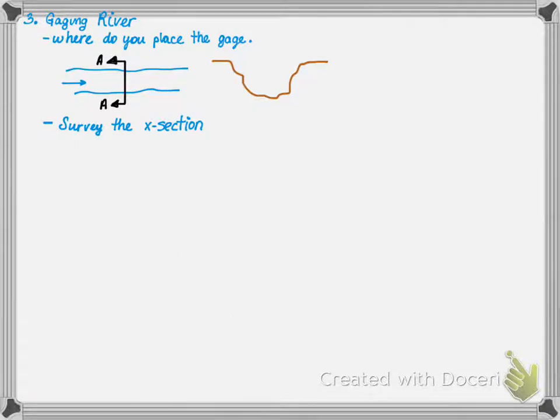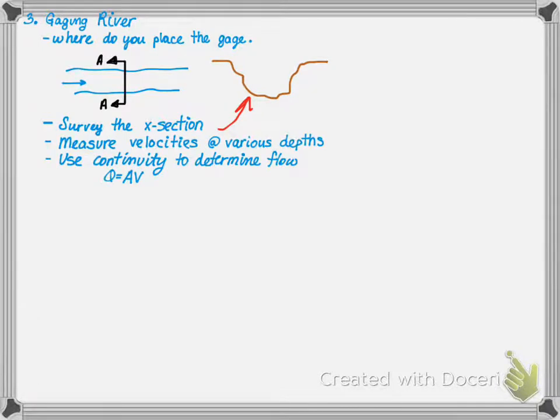So we're going to use survey equipment to measure the cross-sectional area. We will measure that cross-sectional area at various depths so that we can calculate different areas. At each of those depths where the flow is occurring, we will measure the velocity. And then, by using the continuity equation, we will determine the flow rate as a function of area and velocity.